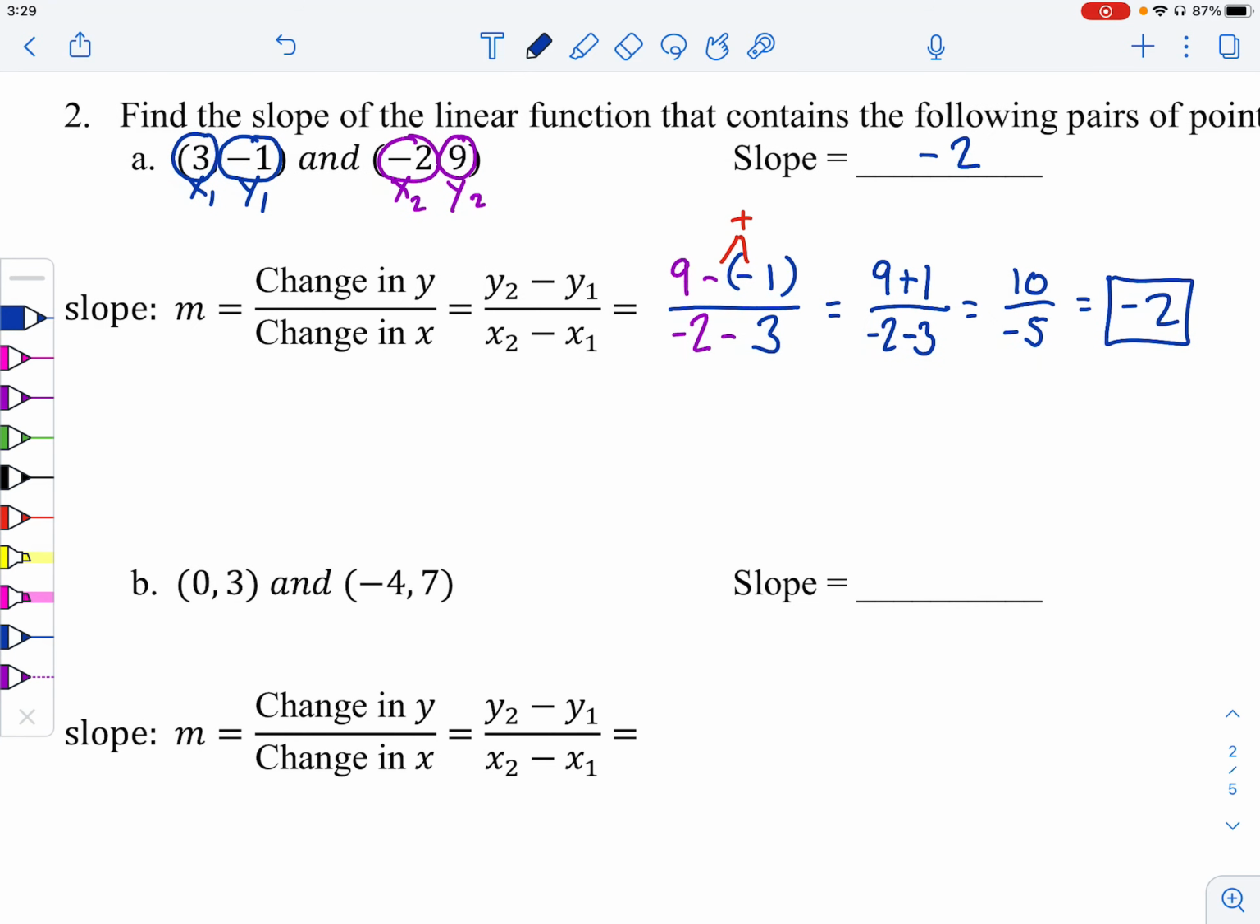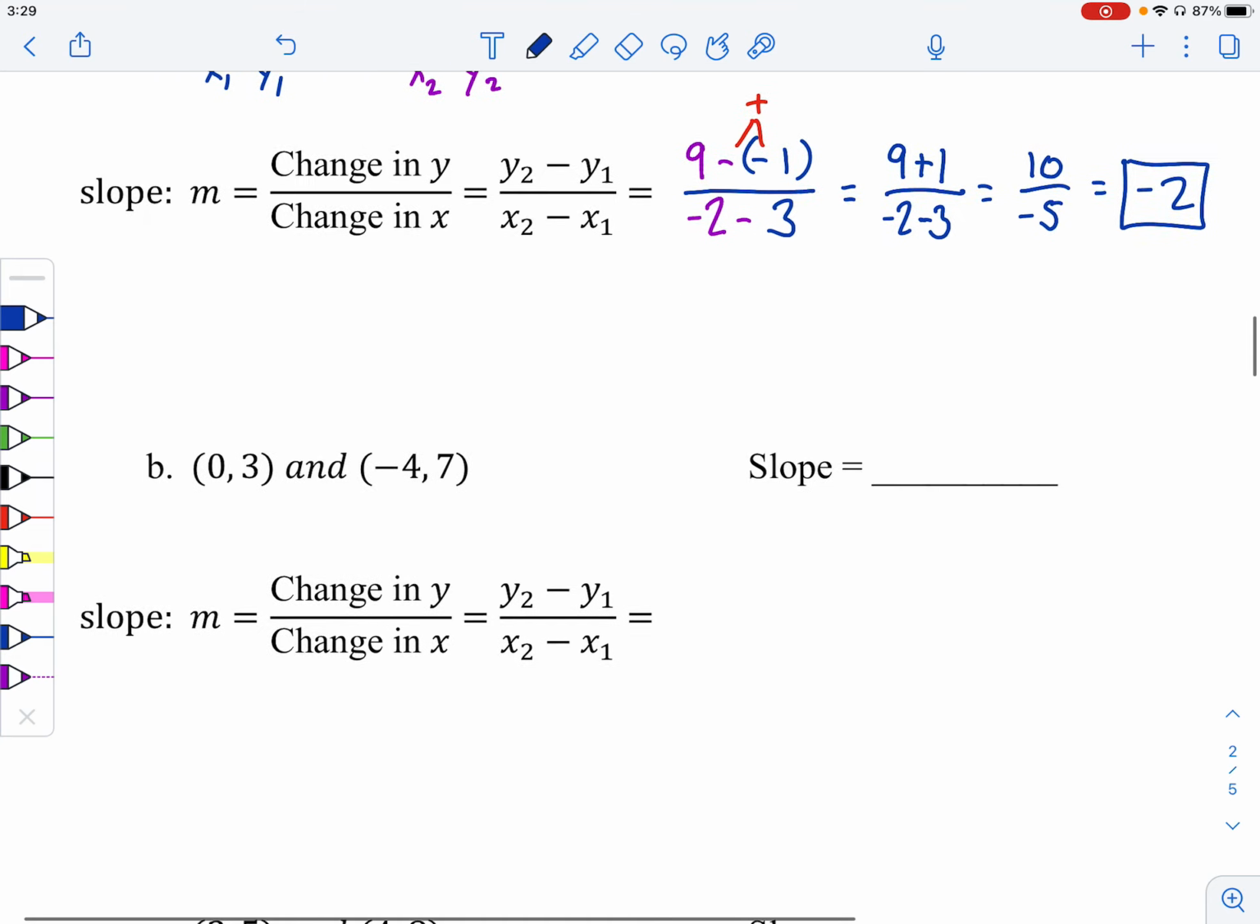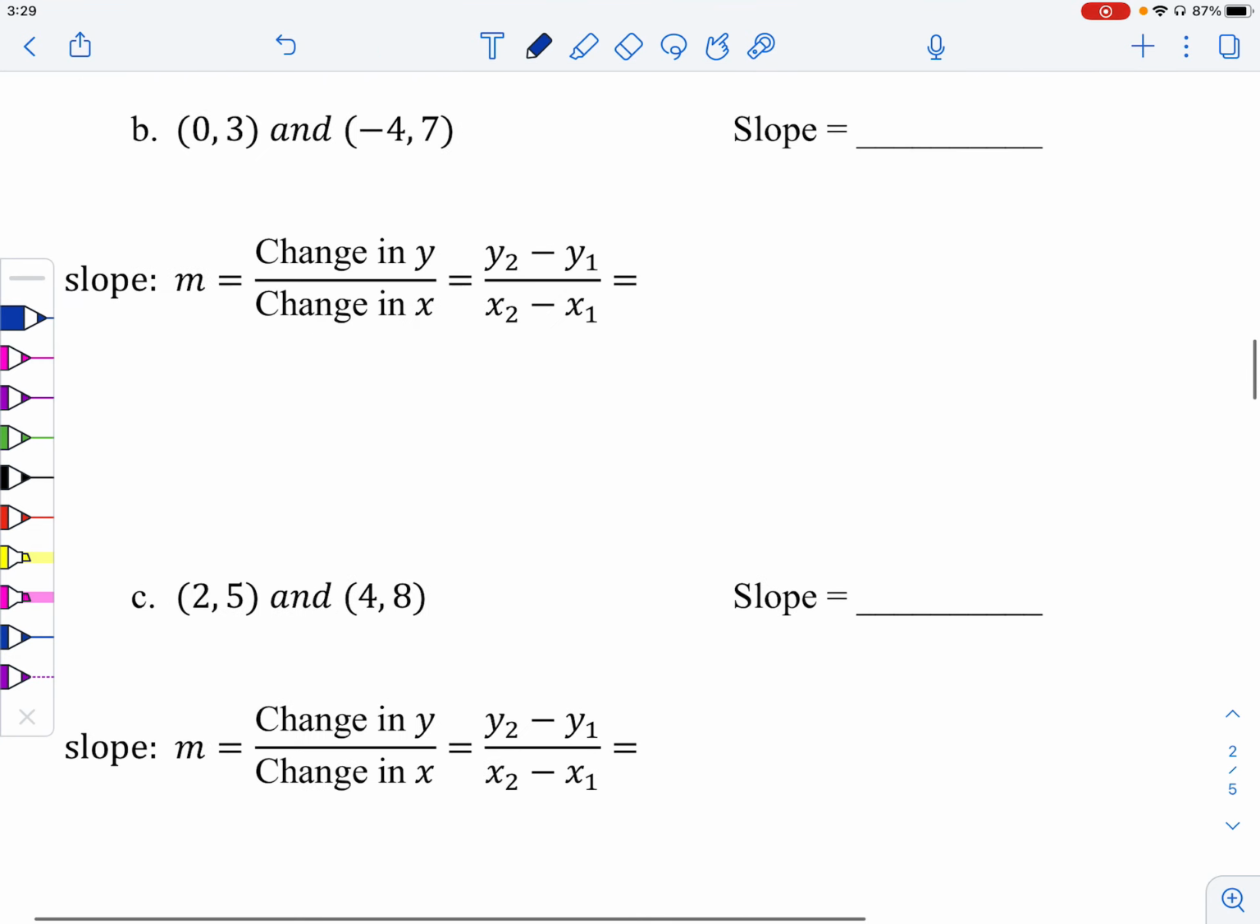Okay, part B, same process. We're going to identify our x1, y1, our first point. Then we find our x2, y2. We just label our points, our ordered pairs. Then we use our slope equation, y2 minus y1 over x2 minus x1.